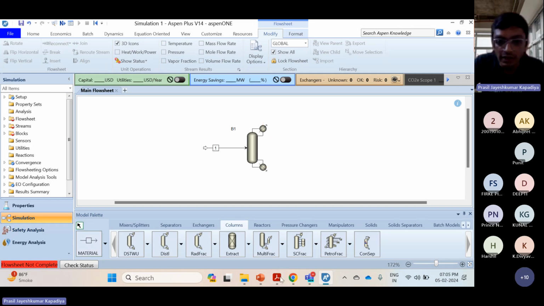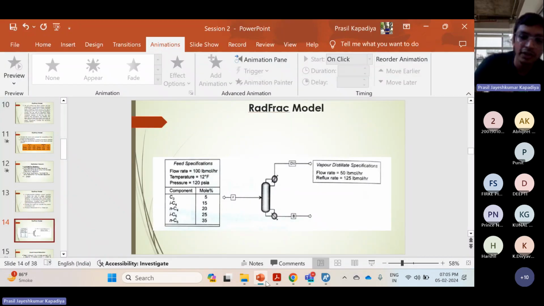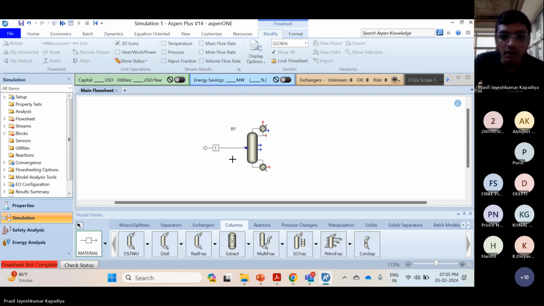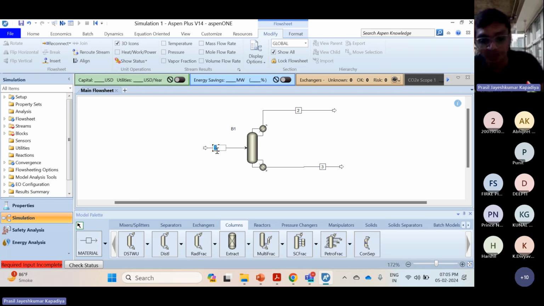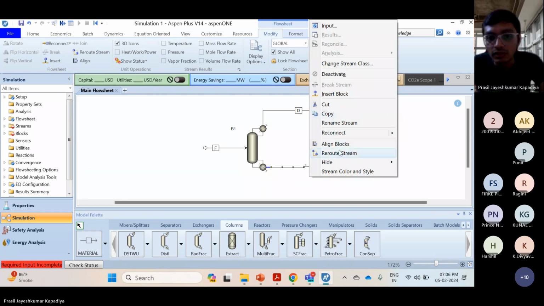Okay. Let's see the question again. So here in this case, we are not using a total condenser. We are using a partial condenser. So a fraction of vapor is leaving and liquid is entering to the top. So here it will be from here and bottoms. Okay, everyone understood or not? Yes, sir. Yes, sir.